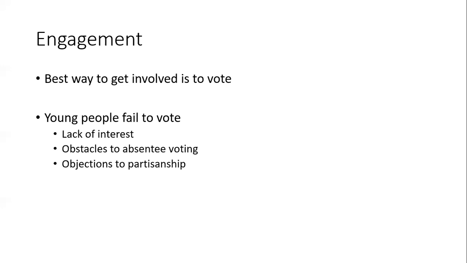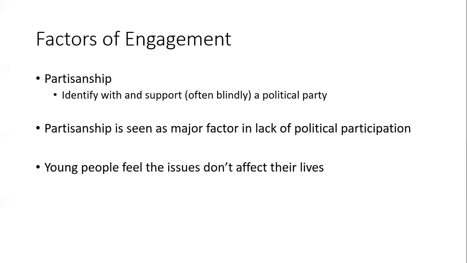All right. The best way to get involved is to get out and vote, to register to vote. Young people like yourselves typically fail to vote because of lack of interest. You don't feel like it involves you. You have obstacles to absentee voting, like if you're living in Salina, but you're from Western Kansas, are you able to get an absentee ballot? Are you able to register to vote? Those types of things. And it talks about how young people typically have objections to partisanship. And partisanship is just this idea where you blindly support a political party and everything that political party does.